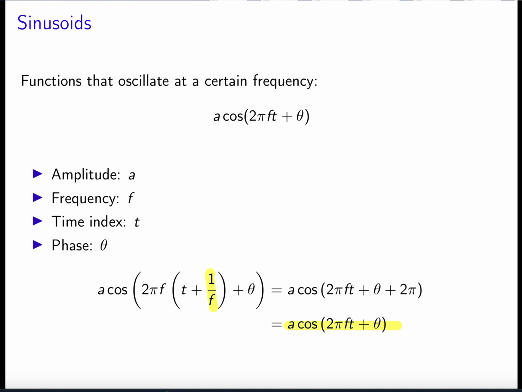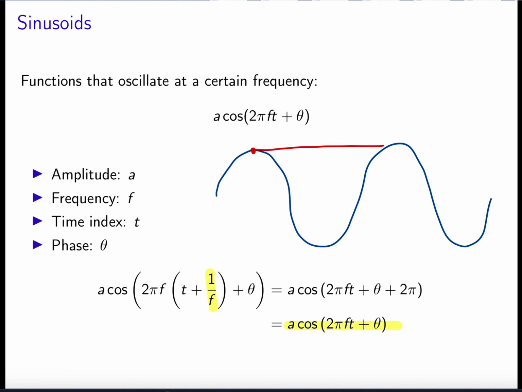If we draw a picture of a sinusoid like this, then basically the period is this. So this would be 1 over f. If we increase f, the period decreases, so the function fluctuates more rapidly. That would be higher frequency. If we decrease f, the period would be longer. The sinusoid would fluctuate more slowly. Okay, so that would be lower frequency.